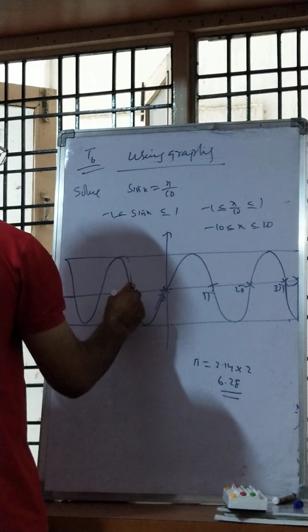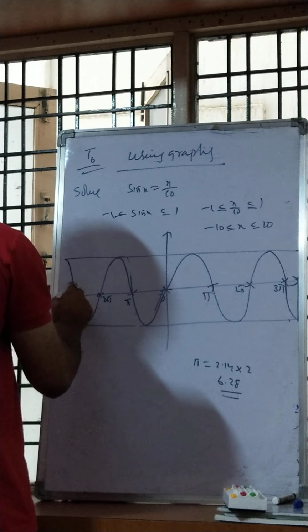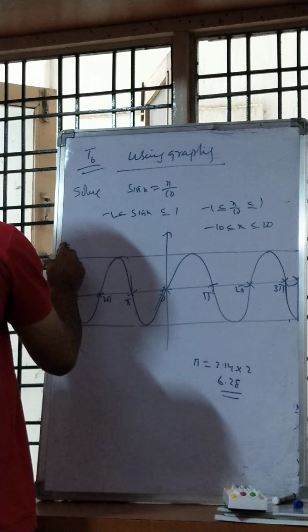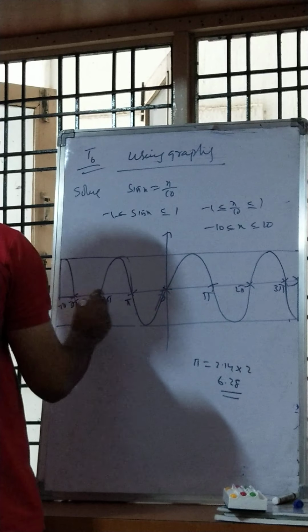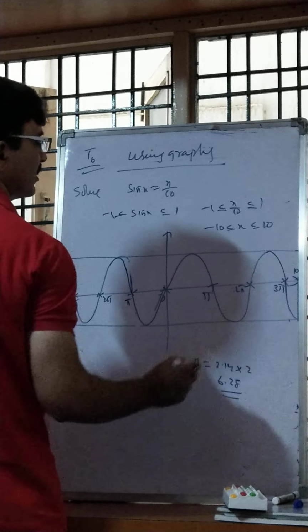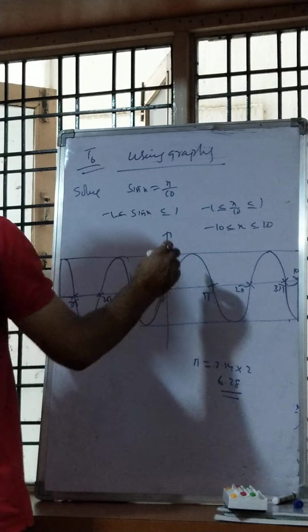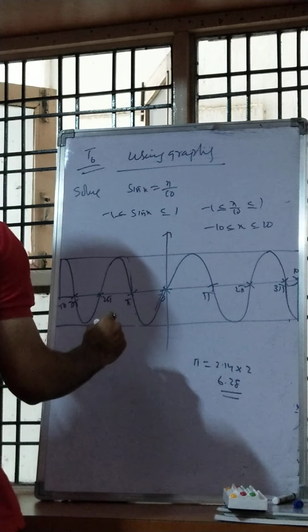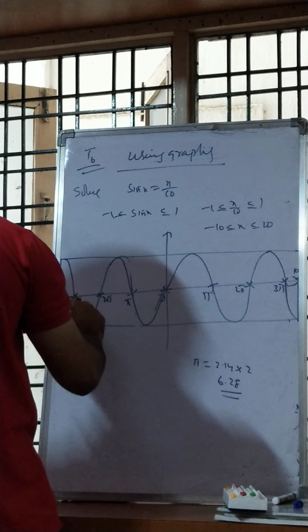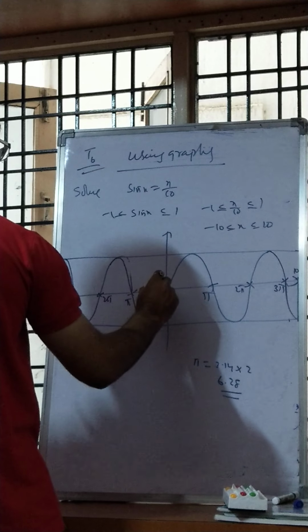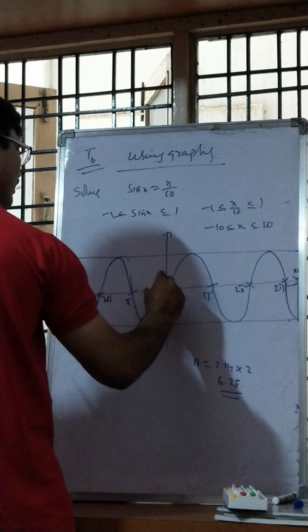So this is pi, this is 2 pi, this is 3 pi, and somewhere here it will be minus 10. Somewhere here you can say 10. So between, the x by 10 value is there, so it may go in this direction. It is also passing through the origin.